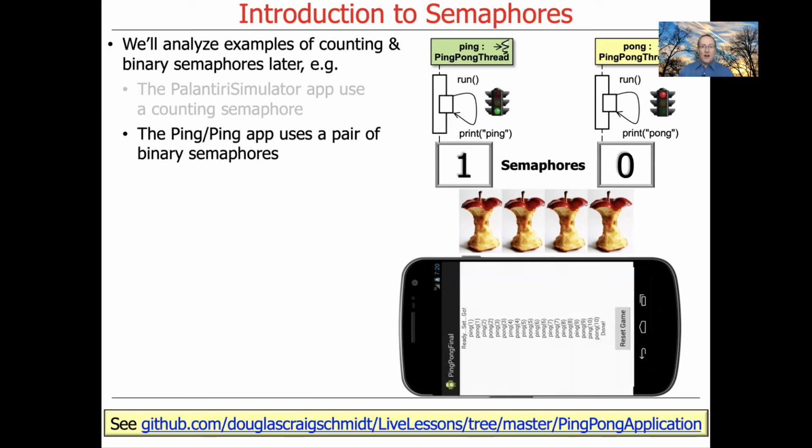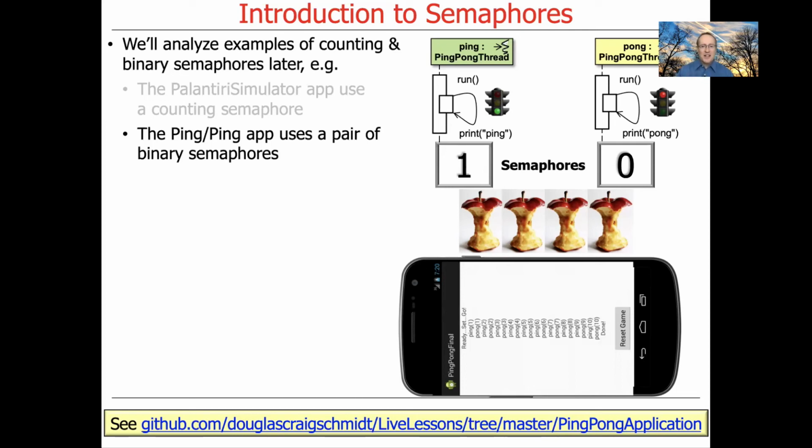We're also going to talk about other examples like the ping pong app, which uses a pair of binary semaphores. And we'll talk more about that later, and I'll probably get a chance to walk through the code because it's a fun example that demonstrates various interesting ways in which you can use not just semaphores, but other synchronizers in order to coordinate alternating action between a pair of threads.